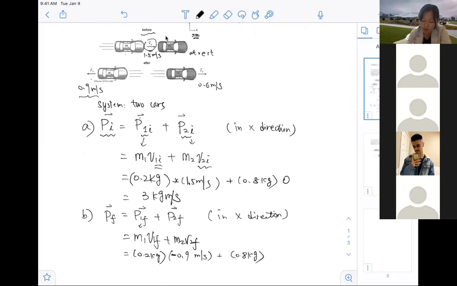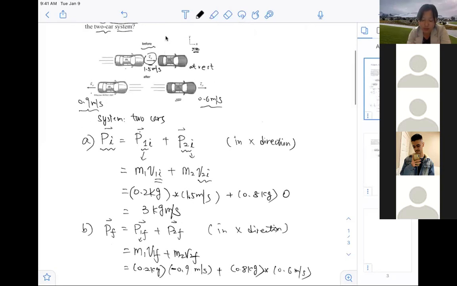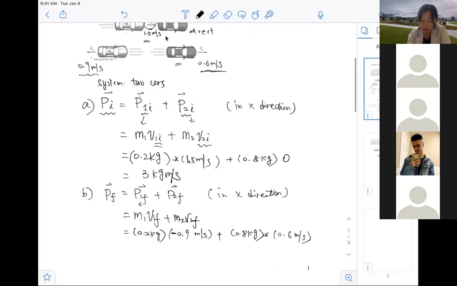And then I'm going to put in the velocity for car 2 final, which is after collision. After collision, it's 0.6 meters per second. And is that positive or negative? It's moving to the right. So that's positive. Okay, so positive 0.6 is good. And you could put these together.